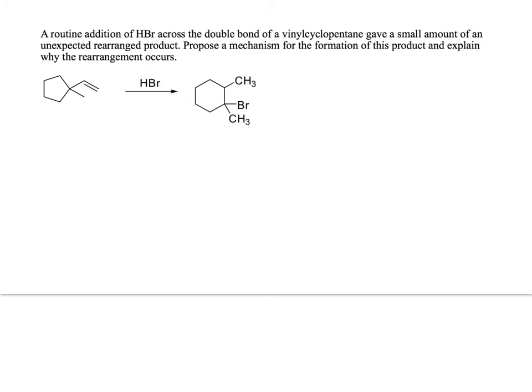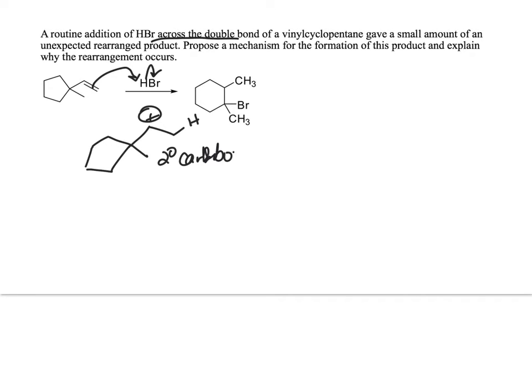A routine addition of HBr across the double bond of a vinyl cyclopentane gave a small amount of the unexpected rearranged product. They want to know the mechanism. All right, I'm not going to give you something this challenging on your exam, but what you do here is you get rearrangement whenever you generate a carbocation. So you're going to get a secondary carbocation here.